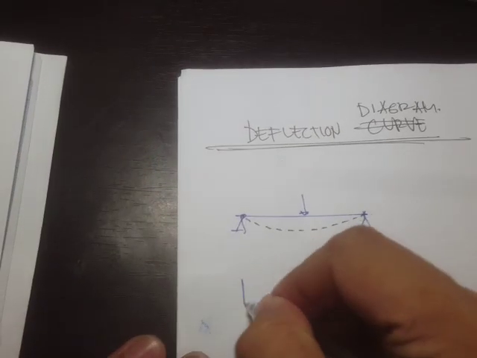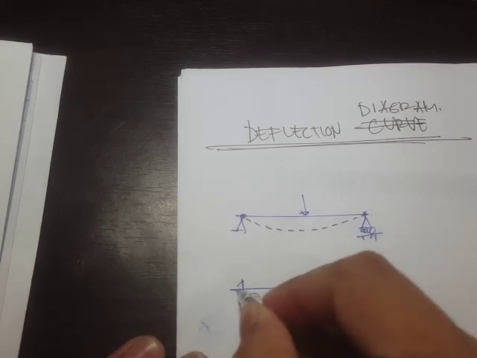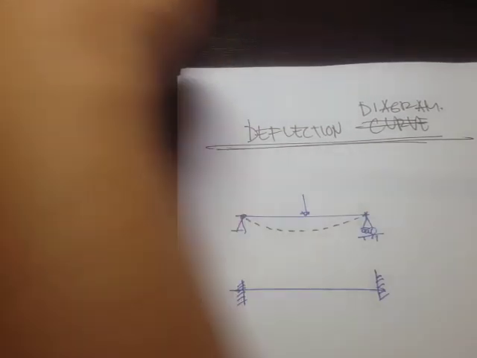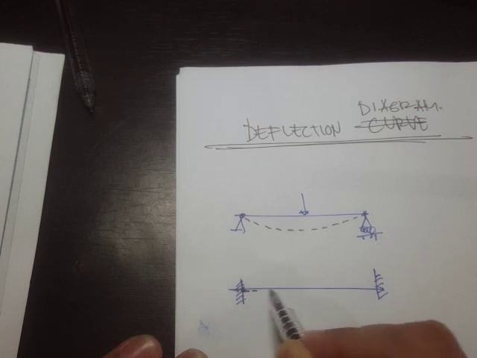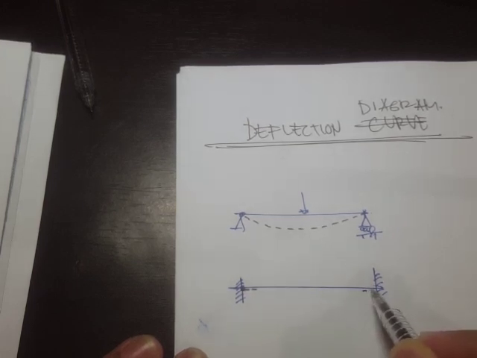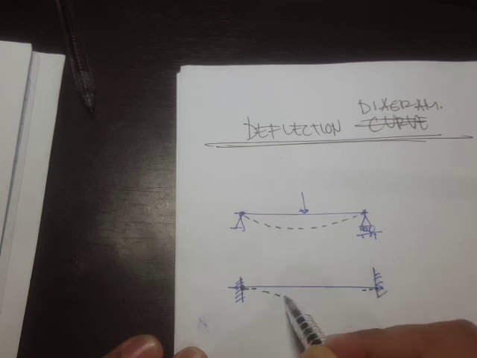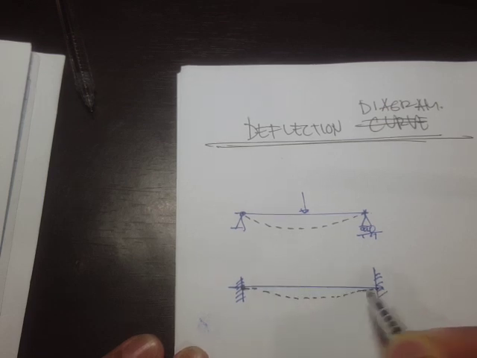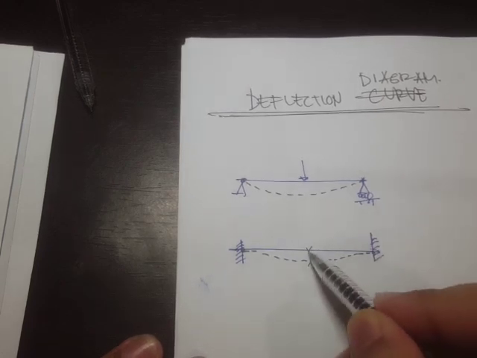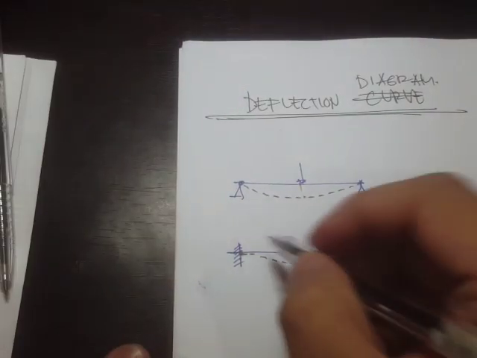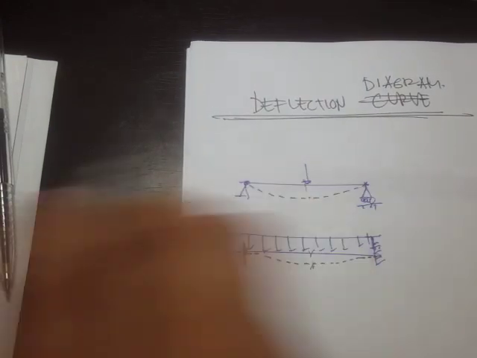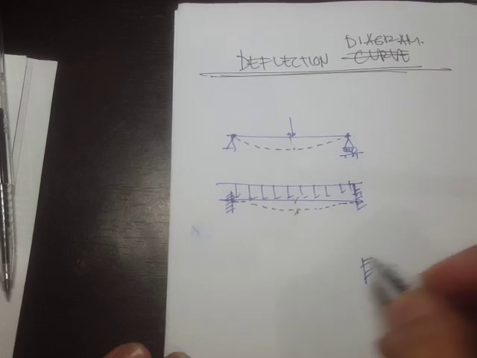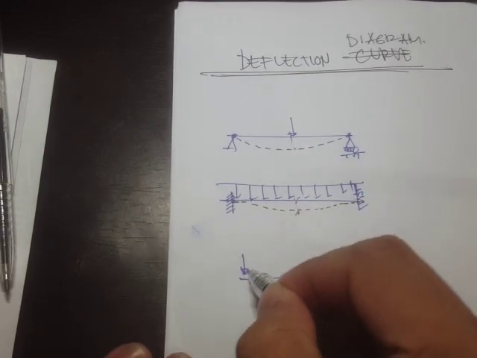Now what if we have a fixed support beam, or fixed end beam? Because right here there's no deflection and no rotation, we can just draw it as a straight line and then it curves like this. We have a maximum deflection right here, but I forgot to draw the loading, so we have this uniformly distributed load.